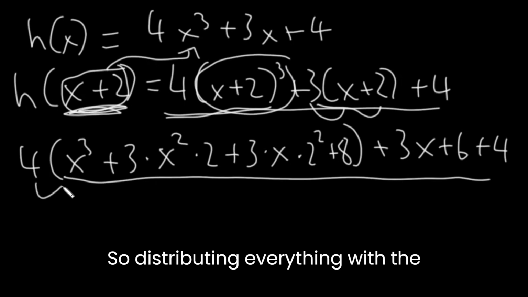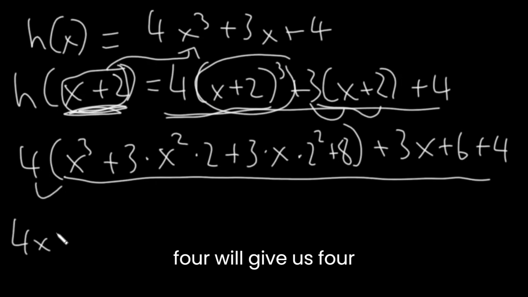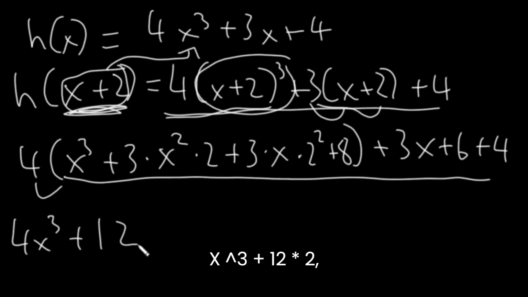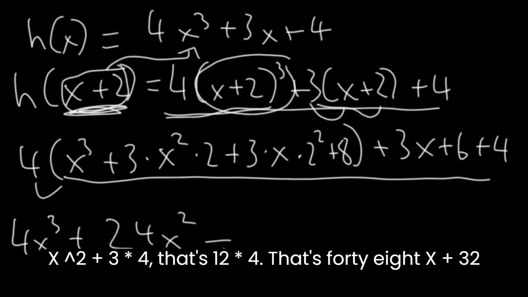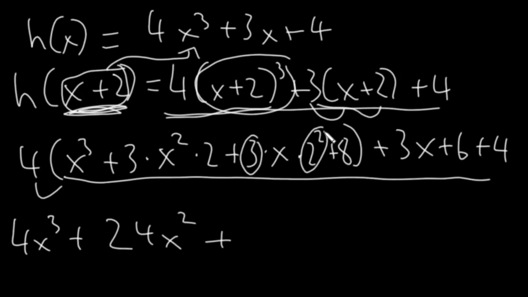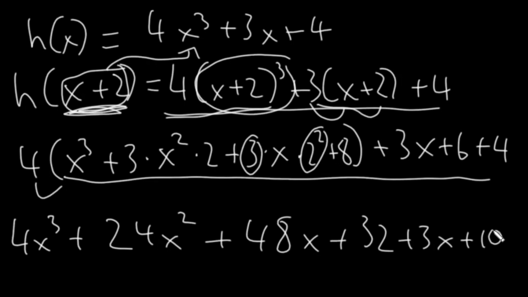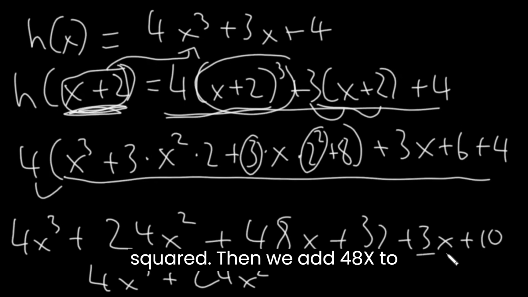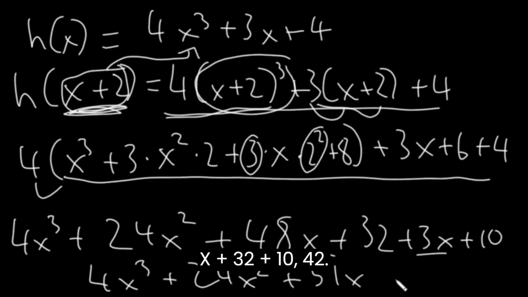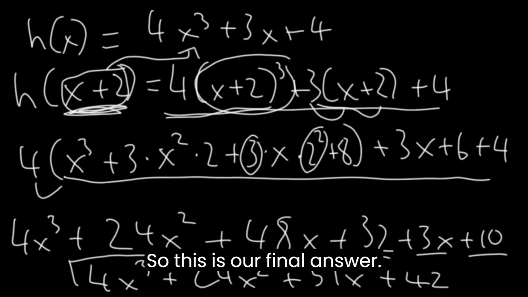So distributing everything with the 4 will give us 4x cubed plus 12 times 2, so that'll be 24x squared plus 3 times 4, that's 12, times 4, that's 48x plus 32 plus 3x plus 10. Adding up all the like terms, we get 4x cubed plus 24x squared. Then we add 48x to 3x, so that'll be 51x plus 32 plus 10, 42. So this is our final answer.